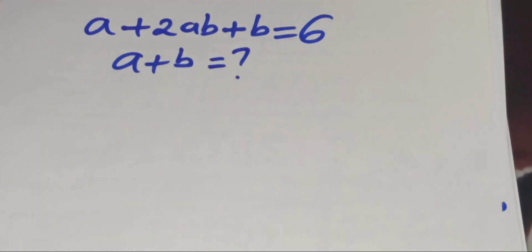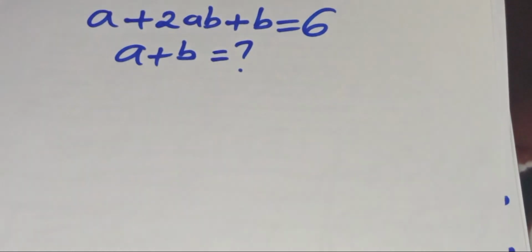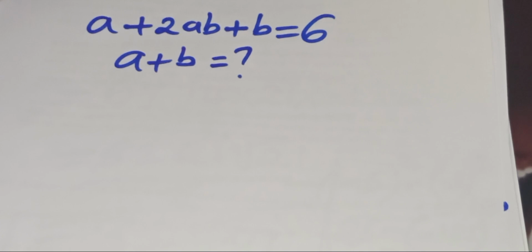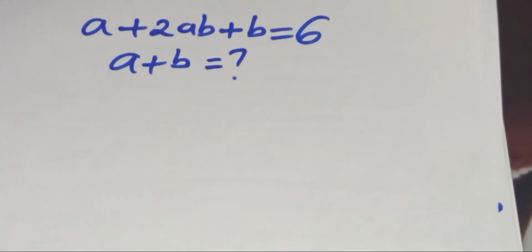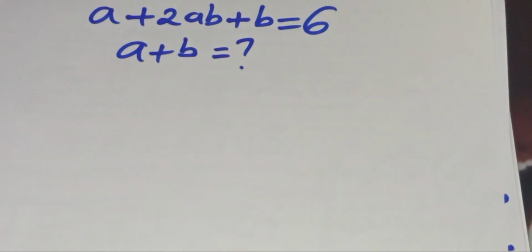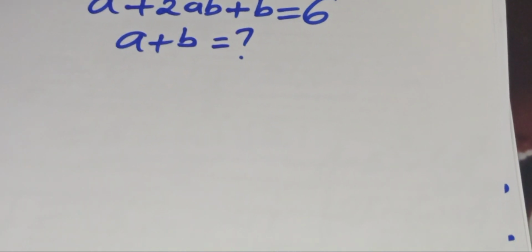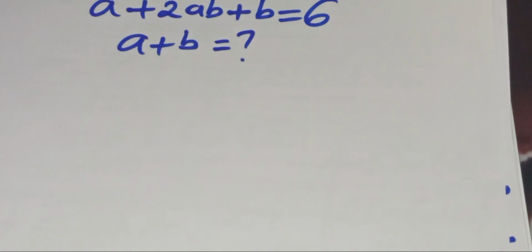Hello everyone, let's provide a solution to this nice algebra problem: a plus 2ab plus b is equal to 6. So what is a plus b? Now, the first thing here is to solve for the values of a and b, and this is the solution.